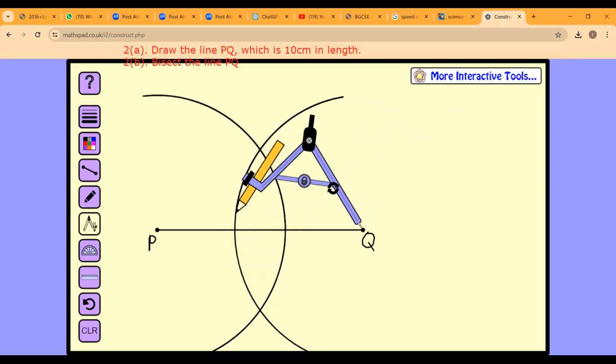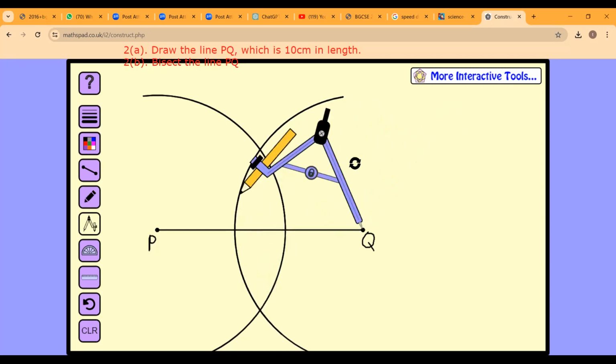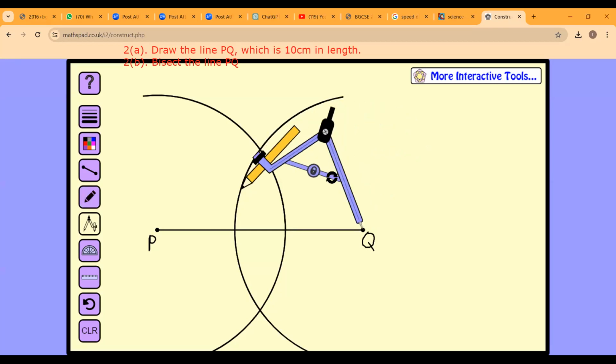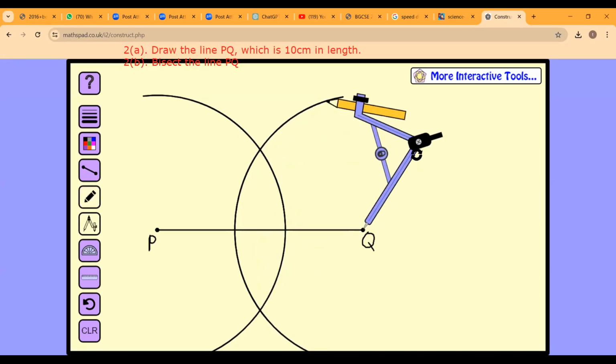So draw like a C. Okay. Naya, did you finish that last question? No, sir, I'm on the graph. Okay. So we're gonna draw another arc like so. Just like this.